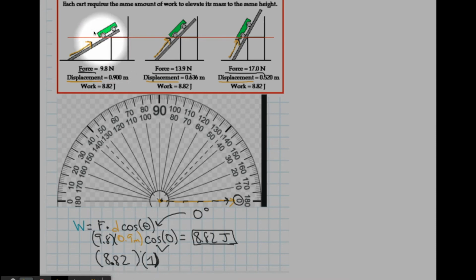So all of these, the distance or displacement is going to be changing, but this is going to be 0 on all of them because they're parallel to one another. They're right on top of each other, stacked. So hopefully that makes sense. So cosine of 0 is 1.